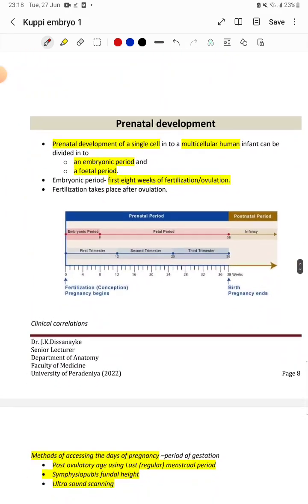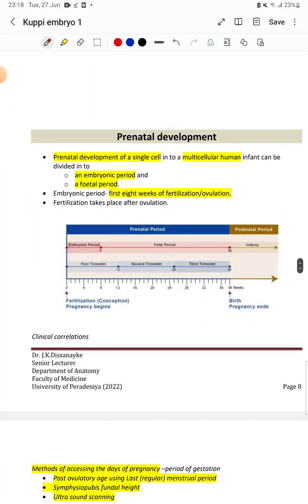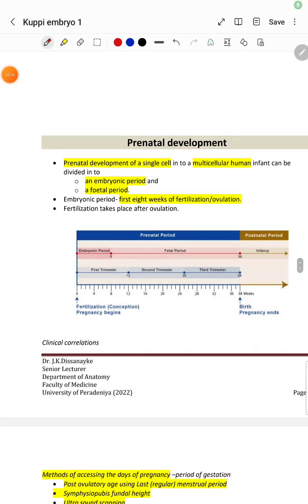Now the actual gametogenesis part is relatively finished, and I'll be moving on to prenatal development. Prenatal development is basically how you get from a single cell, the zygote, to a multicellular human infant upon birth. This prenatal development is split into two periods, the embryonic period and the fetal period. The fetal period isn't really mentioned much in the lecture note; it mainly goes into depth on the embryonic period.